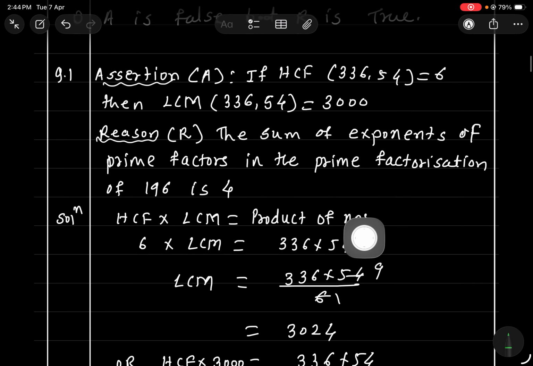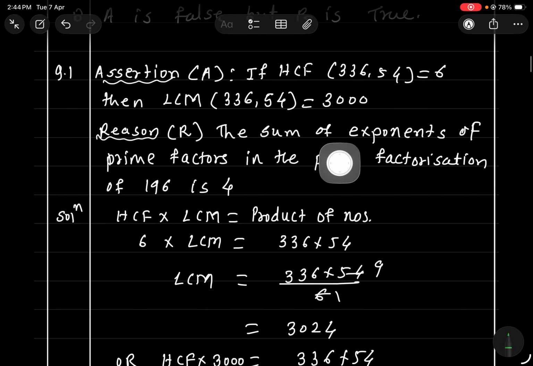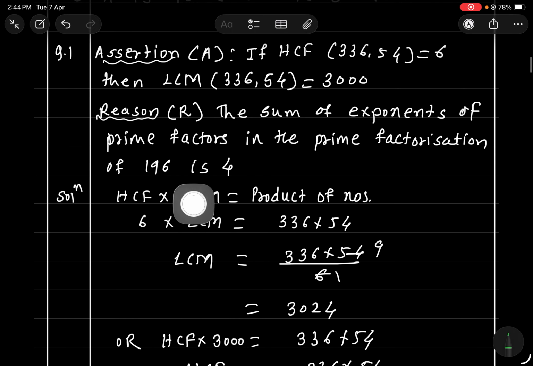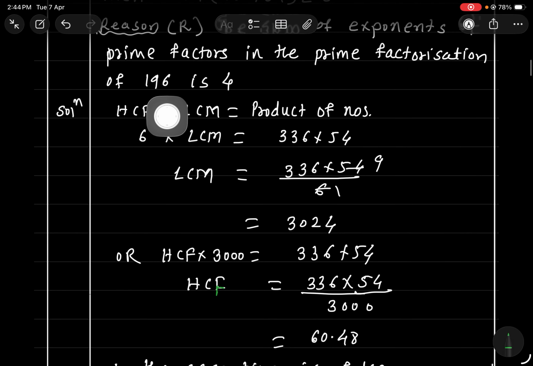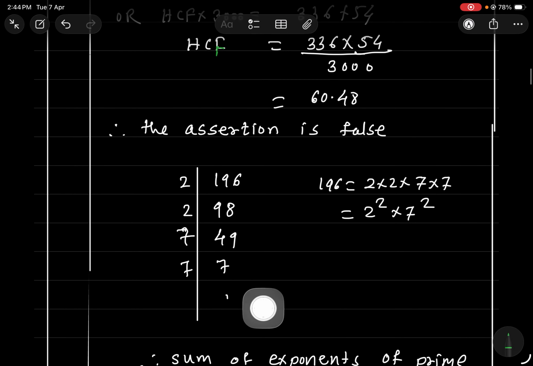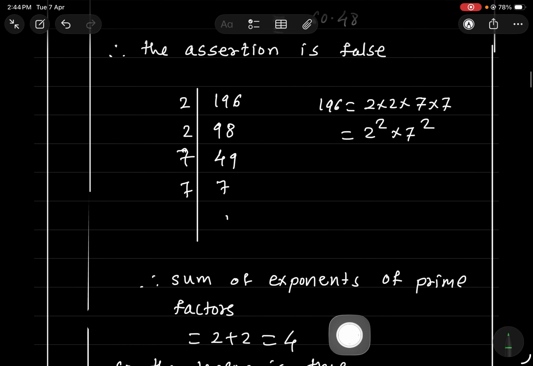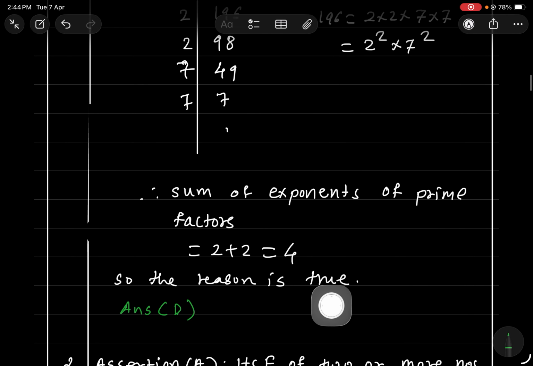And the reason is: the sum of the exponents of prime factors in the prime factorization of 196 is 4. So we find the prime factorization of 196. The prime factorization is 2 squared and 7 squared, and the sum of the exponents is 2 plus 2, which is 4. So this reason is true.